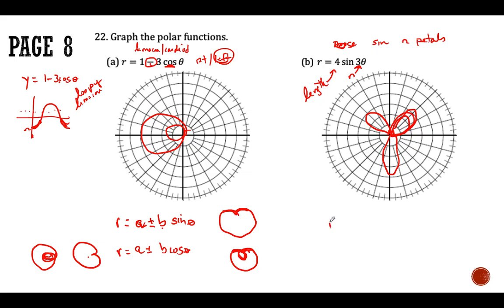Okay, and your roses have n petals, but for cosine it's 2n. Cosine is even. Remember it that way. Sine is an odd function, so if n is an odd number, it's n petals. If n is even, it's 2n petals.